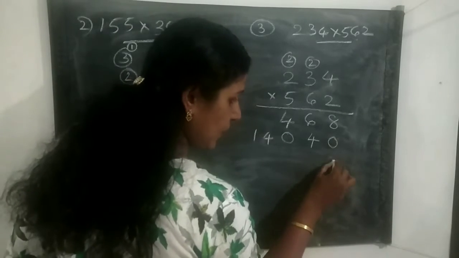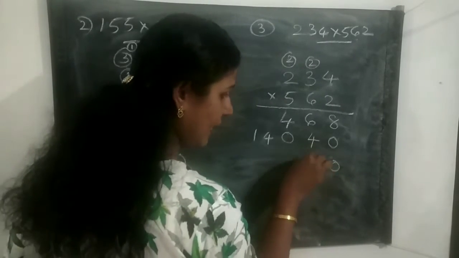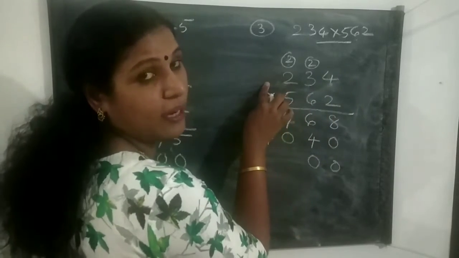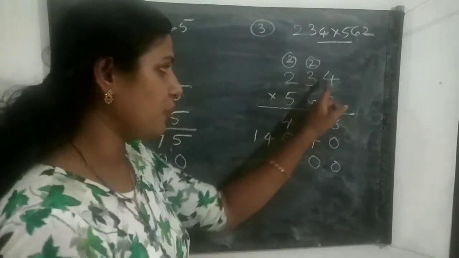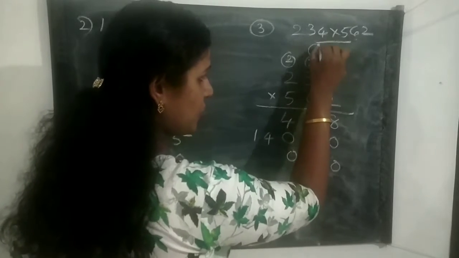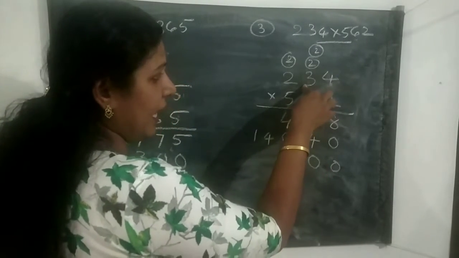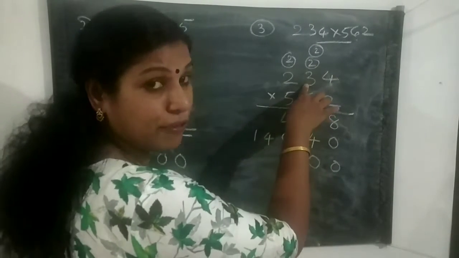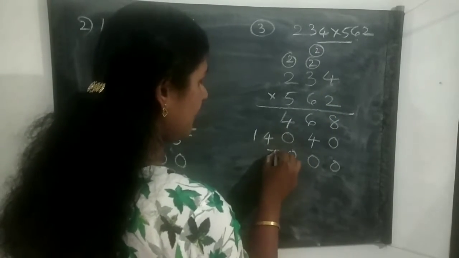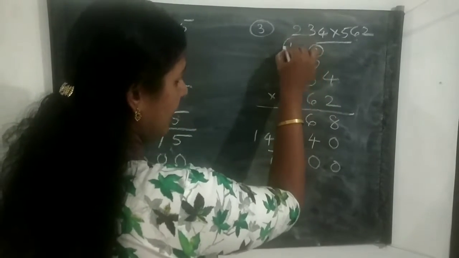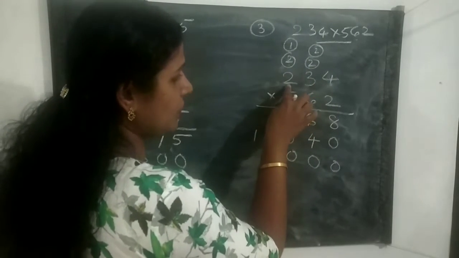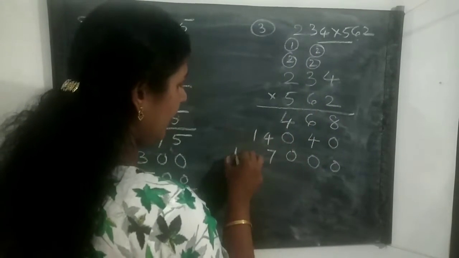Next we put the 0 in the unit place and in the tens place and multiply this 5 to this 234. That is 5 4s are 20. Here we write 0 and carry over as 2. 5 3s are 15. 15 plus 2 is 17. Here we write 7 and the carry over as 1. 5 2s are 10. 10 plus 1, 11.